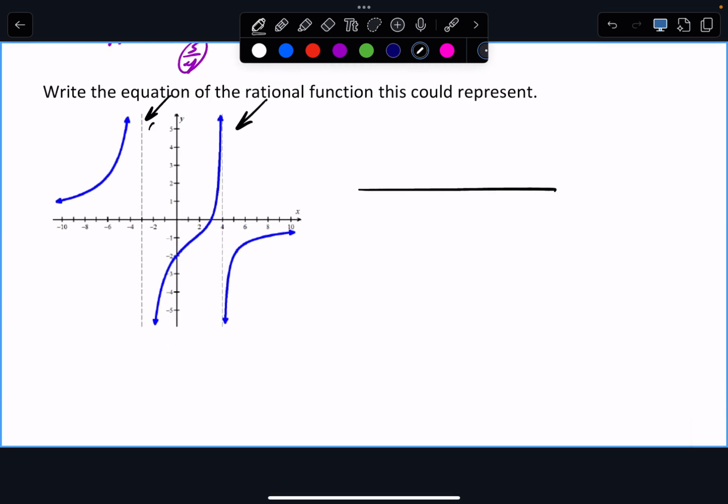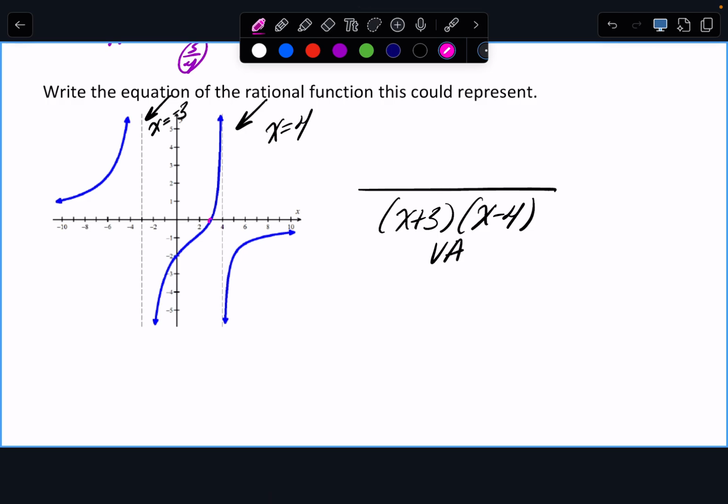So the first thing I do is say, what are the vertical asymptotes at? Make sure you write it out because it's easy to get it backwards. It's at x equals -3, which means it's x plus 3. This one's at x equals 4, so it's x minus 4. Those are my vertical asymptotes. The next thing I do is put x-intercepts on top. The only x-intercept is x equals 3, and didn't it cross through? So that happened once, let's say. So you'll say x minus 3.